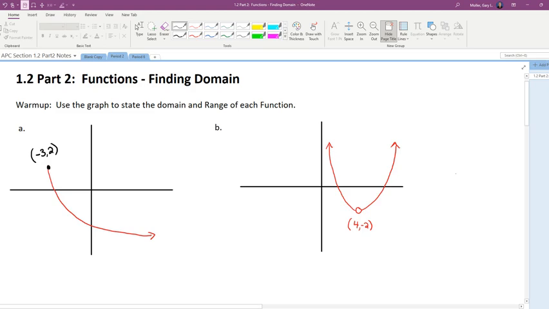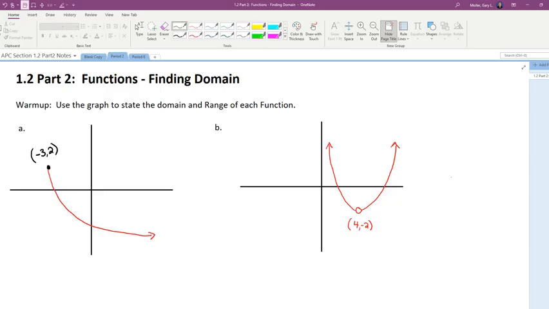In this video, we're going to be talking about the notes covered in section 1.2, part 2. We're going to start with a warm-up. As I will remind you while watching these videos, it would be best practice to pause the video before you see me work through the problems. That way you get the experience of doing the thinking for yourself, and then check back in to see how you did.